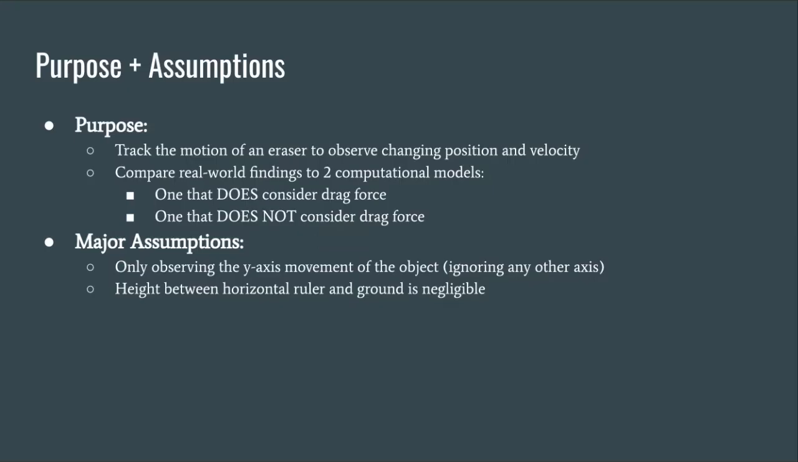The purpose of this lab was to track the motion of an eraser to observe the changing position and velocity, as well as compare real-world findings to two computational models, one that does consider drag force as well as one that does not consider drag force.